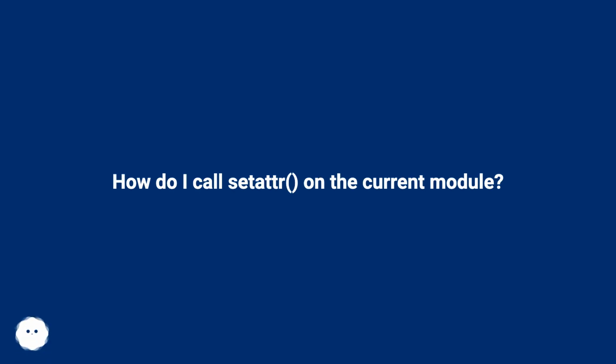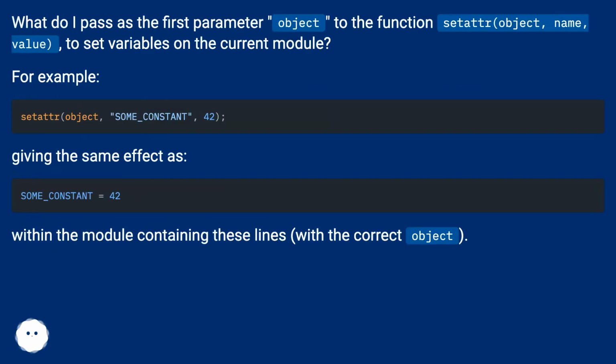How do I call setattr on the current module? What do I pass as the first parameter, object, to the function setattr(object, name, value), to set variables on the current module? For example, giving the same effect as within the module containing these lines, with the correct object.